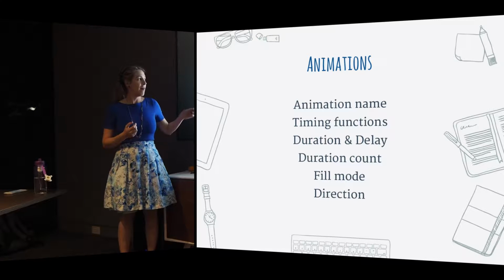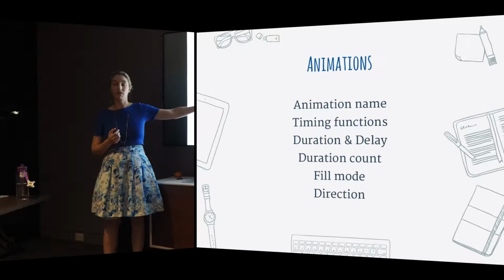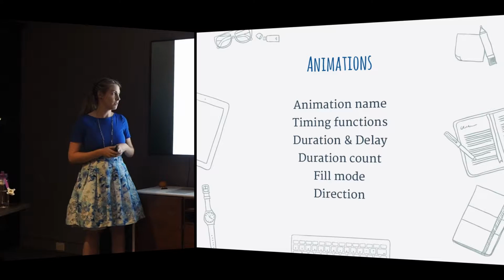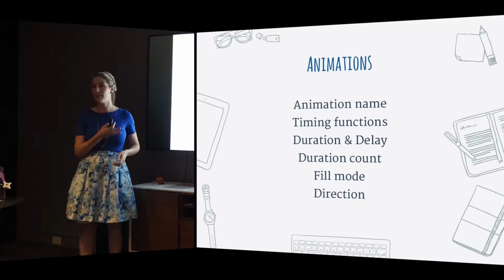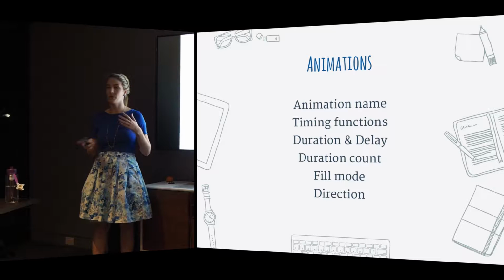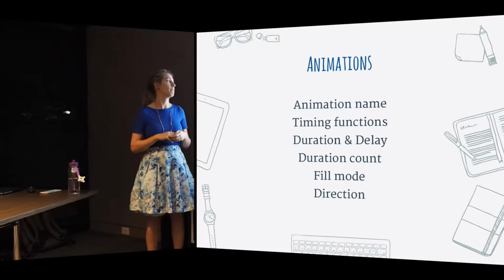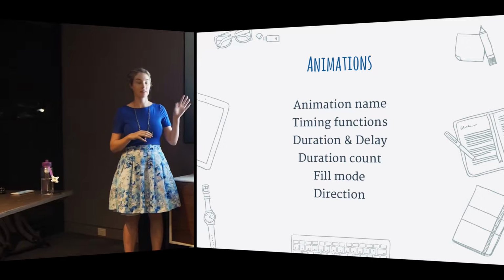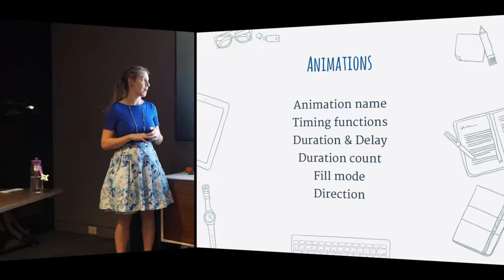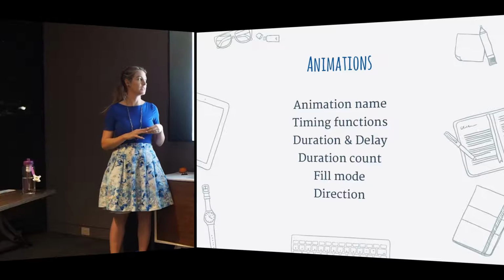The other options you have, and not all of them are required, so you can sort of mix and match them. Timing functions, exactly the same as transitions, so we've already been through those. Linear, ease, fancy custom one. So they work exactly the same. You can play around with them as much as you like. Then you've got the duration and the delay.